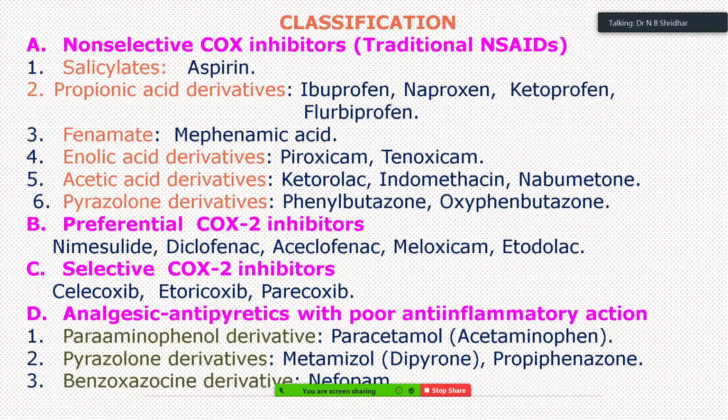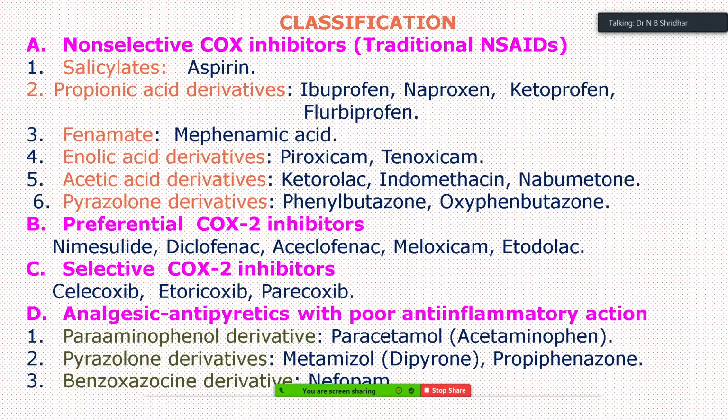The second one is the propionic acid derivatives. The examples are ibuprofen, naproxen, ketoprofen, flurbiprofen, etc. So they are the propionic acid derivatives. And fenamates: mefenamic acid is the classical example of the fenamates.